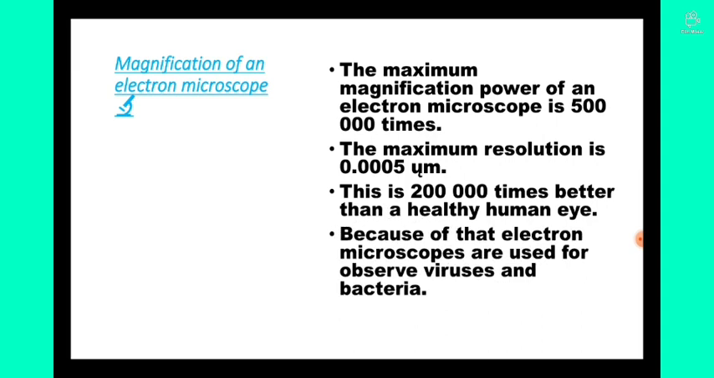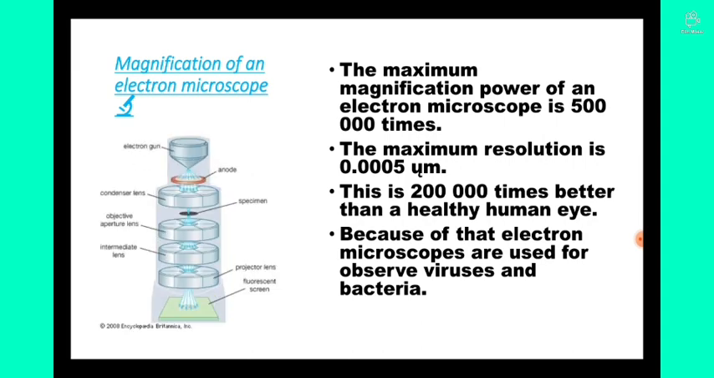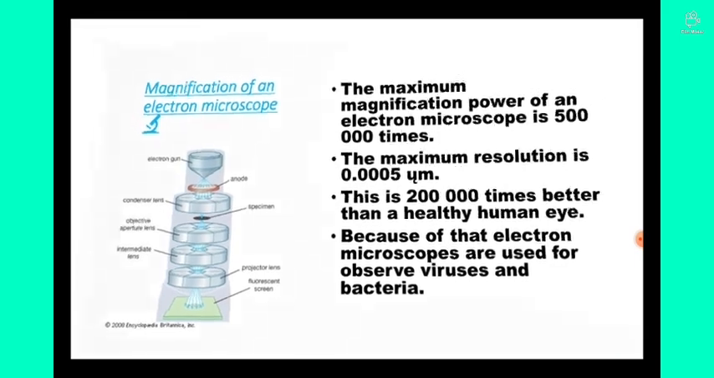Because of that, electron microscopes are used to observe viruses and bacteria. That's why we use it. Okay, I will show that the electron beam goes under some lenses, and it finally comes to the screen like that.